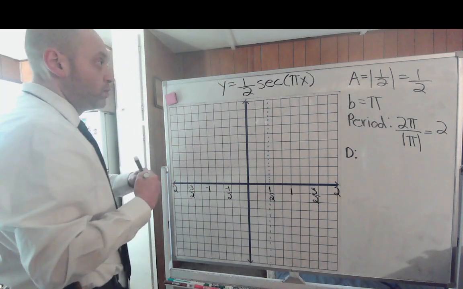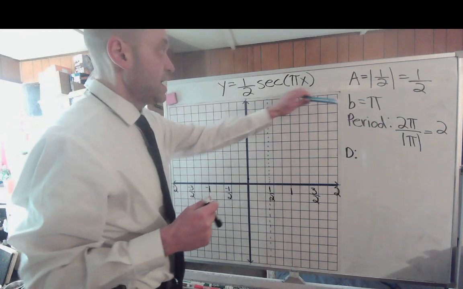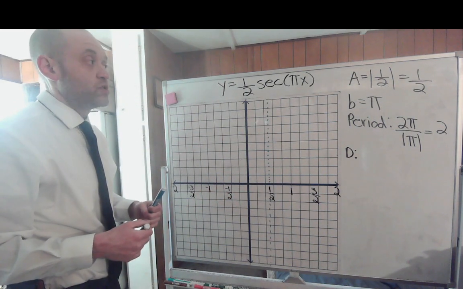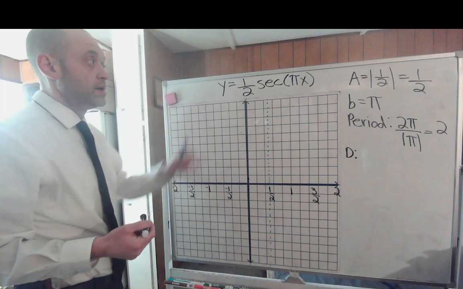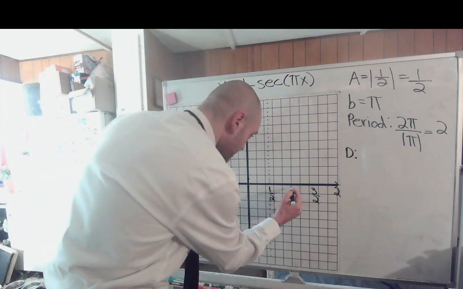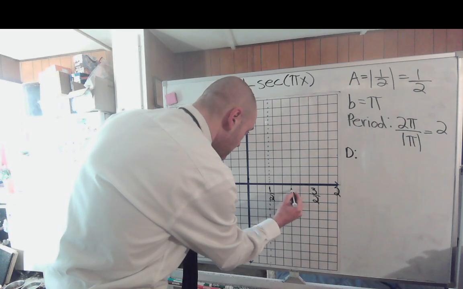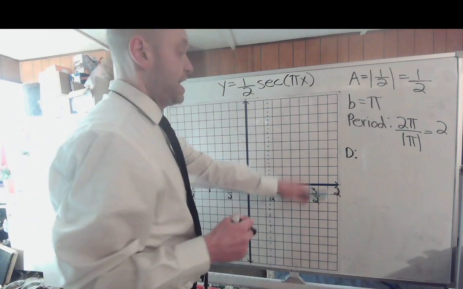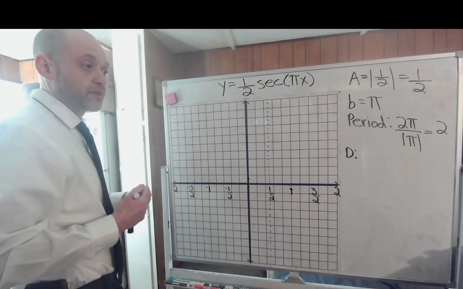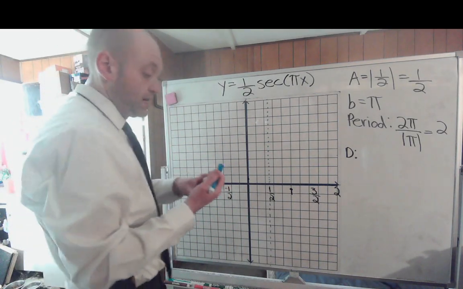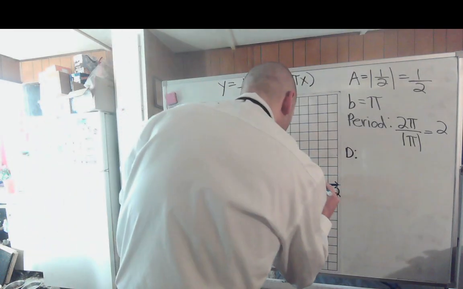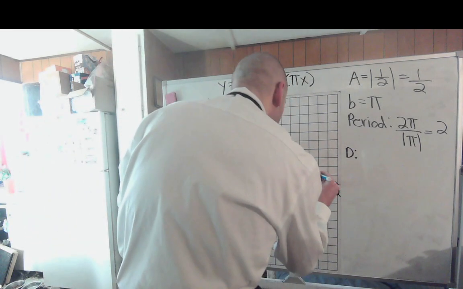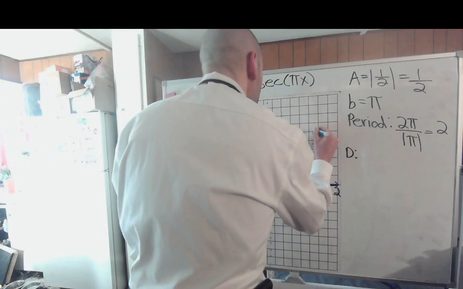Now what about at 1? If I put in 1 for x, I'll get the secant of pi, which is negative 1, times a half. That would actually give me negative 1/2 right here. And then let's say I put in 3/2. So that would give me the secant of 3 pi over 2, which would be undefined. So I have another vertical asymptote at 3/2, rather.